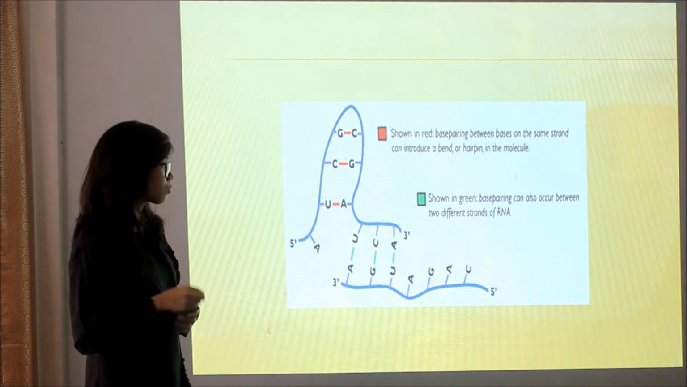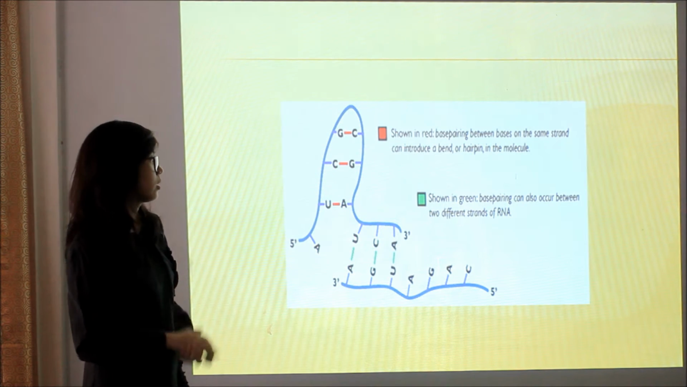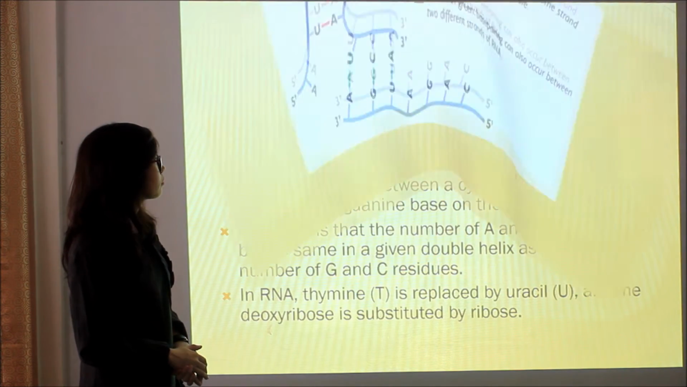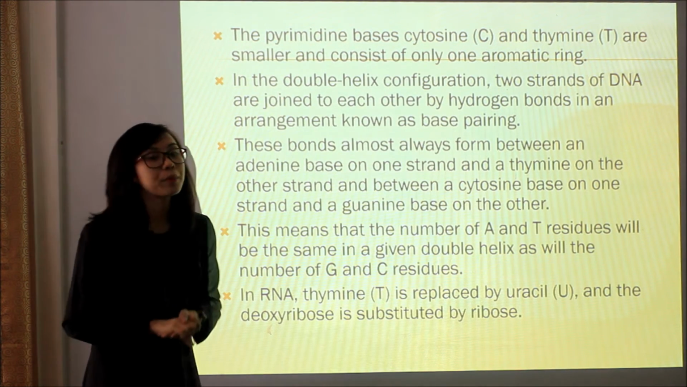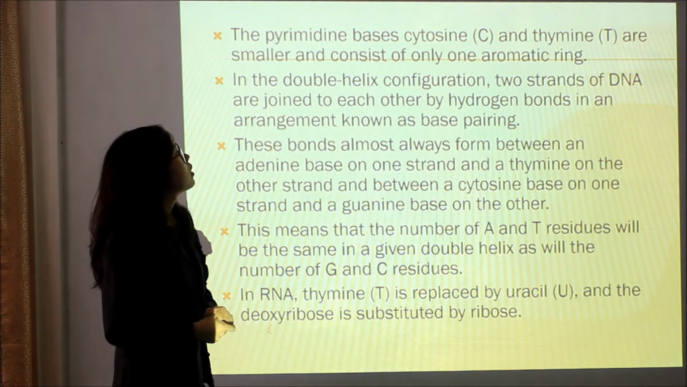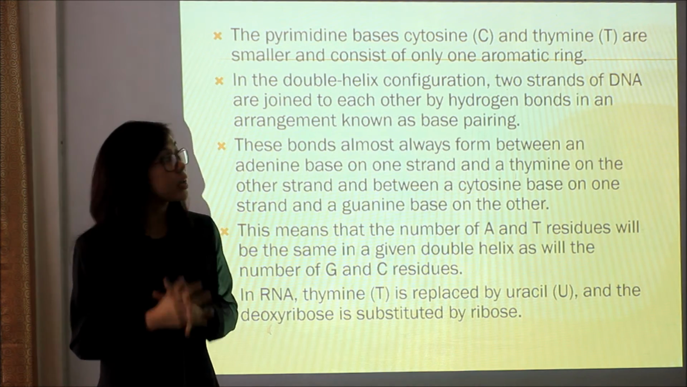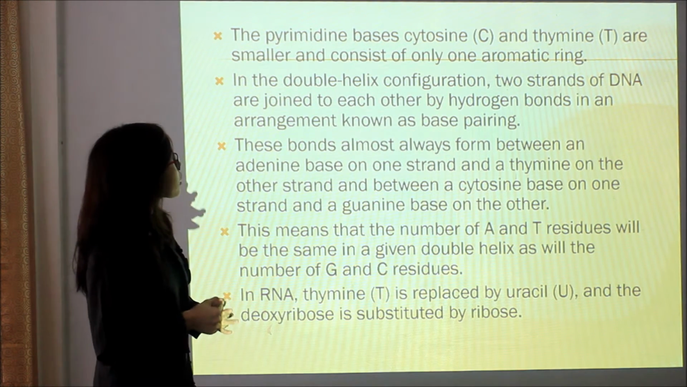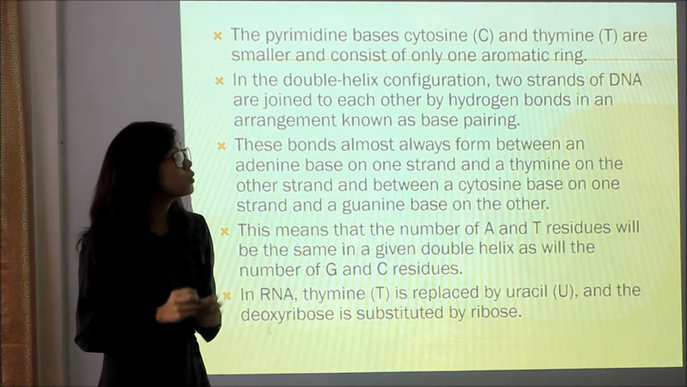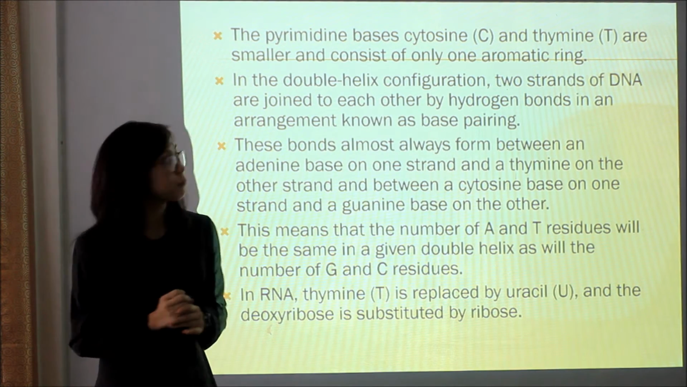So A to U, G to C, U to A. The pyrimidine bases, cytosine and thymine, are smaller and consist of only 1 aromatic ring.